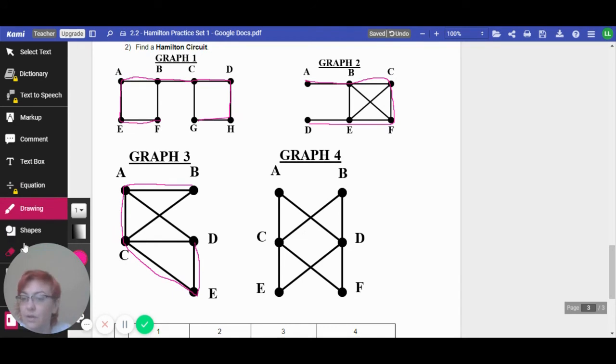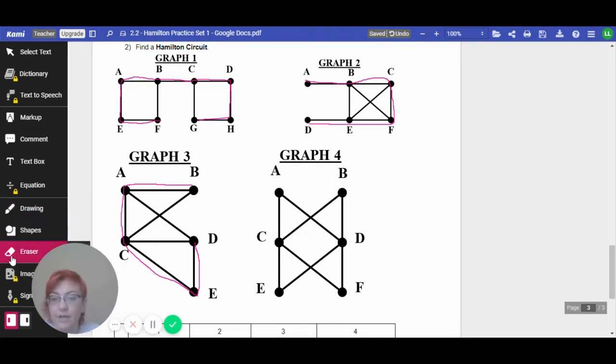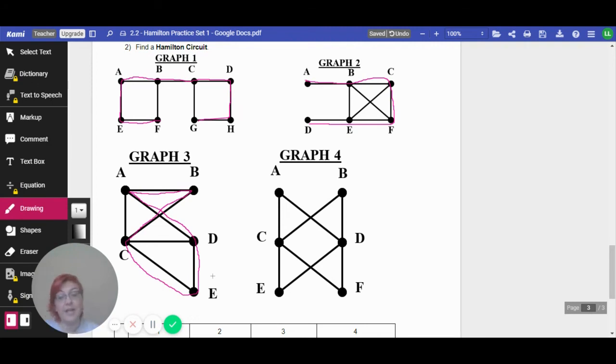Well, let's see if I do it a little bit differently. C, B, A, D, E, C. Yes, I can find a Hamilton circuit.